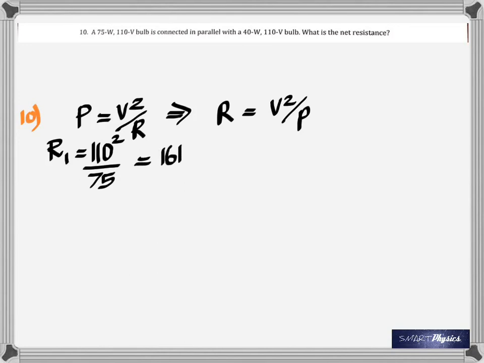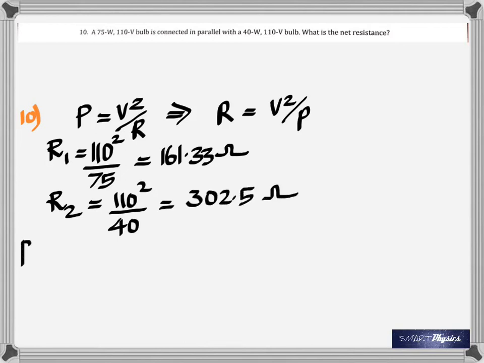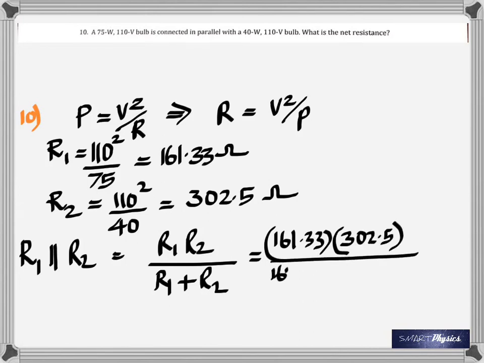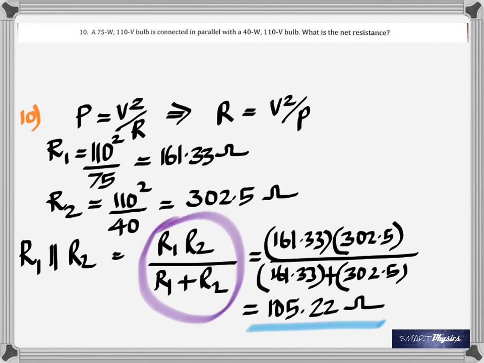Volt is 110, power is 75, so you get 161.33 ohms for the first one. Similarly, the resistance of the second light bulb would be 302.5 ohms. So if the power is smaller, the resistance is higher. And because they are in parallel to each other, the net resistance is calculated using the product divided by the sum. That only works if there are two. In this case, there are only two resistances, so that would work. When you calculate that, we get 105.22 ohms, and that's the answer.